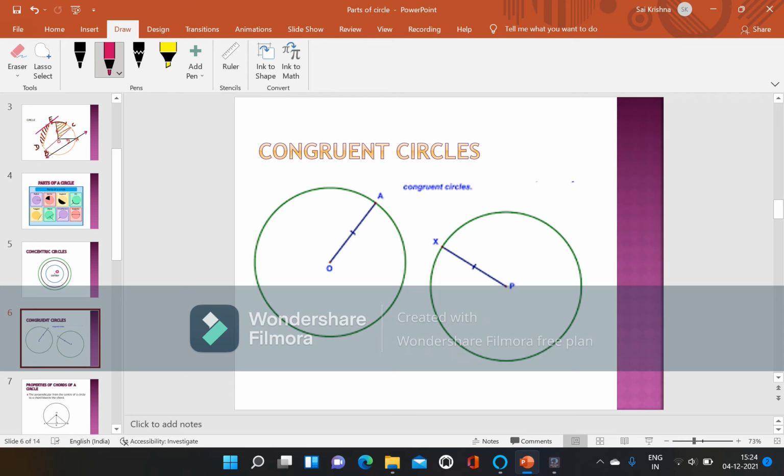Next is the congruent circles. What do you mean by a congruent circle? Congruent circles means 2 or more circles which have the same radius. That means the radius will be of the same length. So here OA and XP. If OA is 5 centimeter, the XP length will also be 5 centimeter. So 2 circles which have the same radius length are called congruent circles.